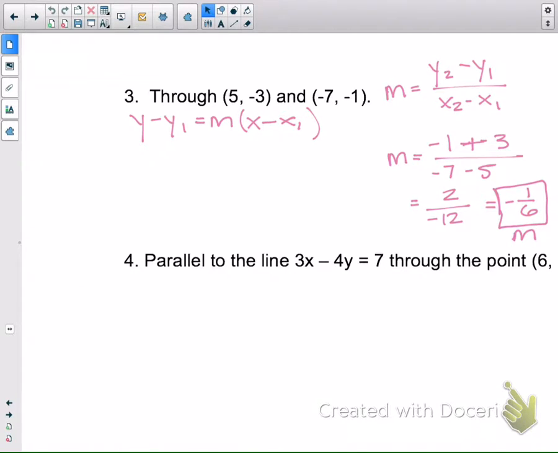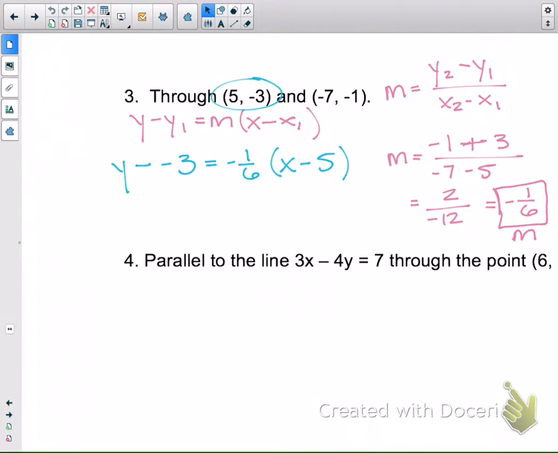So when I plug that in now, there sometimes is an easier point to plug in than others. In this case, there's not. So we can just pick 5, -3. If you do a different one, it's totally fine. If I do that, I'm going to do y minus, my y value is -3, equals, my m is -1/6, x minus 5. Can't leave it in this form. I want it to say y equals before I'm done.